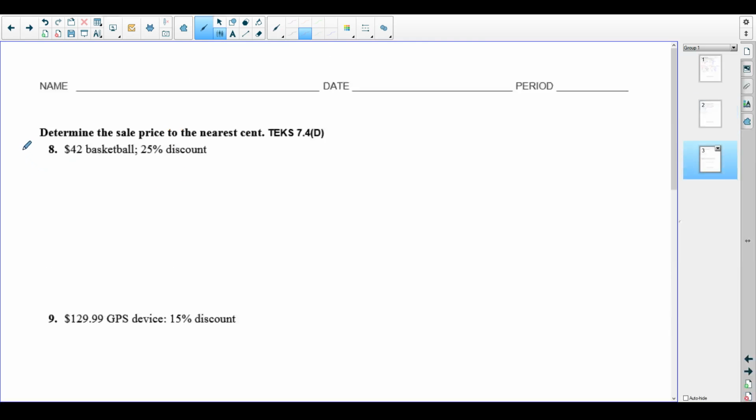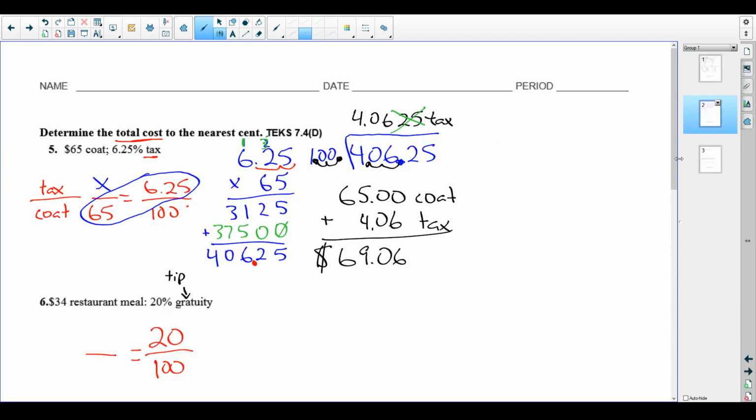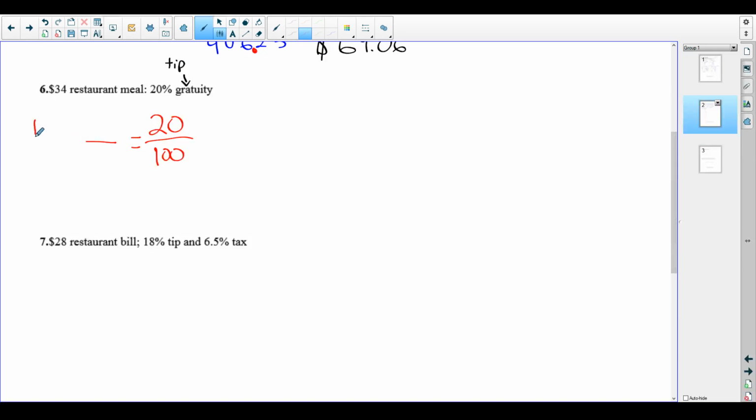So we can say 20% is our gratuity, which is our tip, compared to $34, that was the whole bill. So we would put $34 on the bottom. We don't know how much the tip is yet. We're going to work it out. So we can cross multiply. So 34 times 20. I don't know why I picked a different color this time. Not too bad here. Skip the 0. 2 times 4 is 8. 2 times 3 is 6.